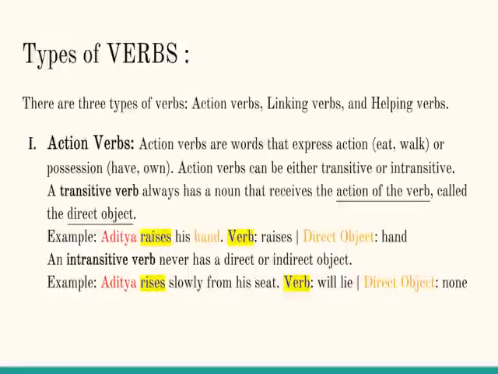But an intransitive verb can never be related to such direct or indirect object. Like Aditya rises slowly from his seat. We know that Aditya, the subject, is rising. But what is Aditya rising? Surely we know that Aditya himself is rising from the seat. But when we ask ourselves, what is Aditya rising? There is no noun in the sentence which can answer that, right? So such a verb is an intransitive verb.